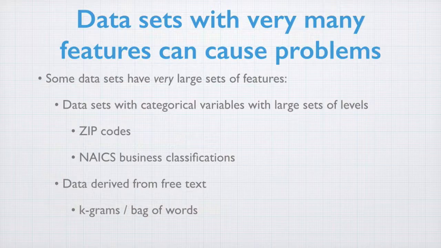Data sets with very many features often occur and can cause problems. Two sources of such data sets are data sets that have features that include categorical variables such as zip codes or NAICS business classifications. Both of these codes can have tens of thousands of levels. Another way we run into data sets of this nature are data sets derived from free text. These data sets tend to engineer their features on the fly in something like the k-grams or bag of words model, so each row may have very many features selected from an even larger set of possible features.